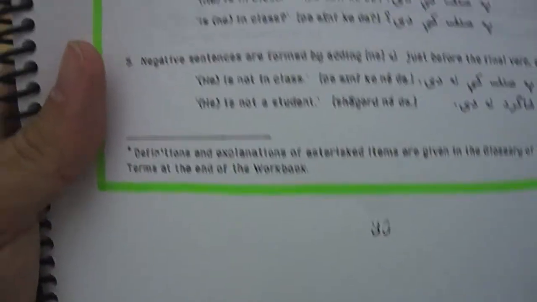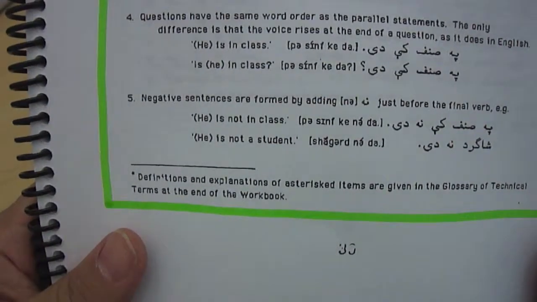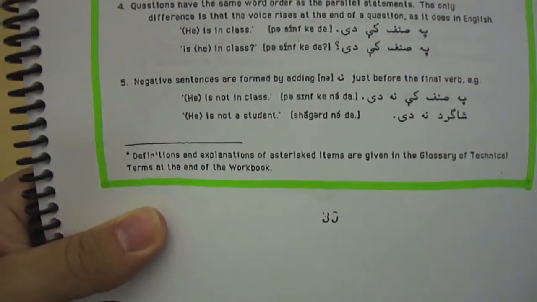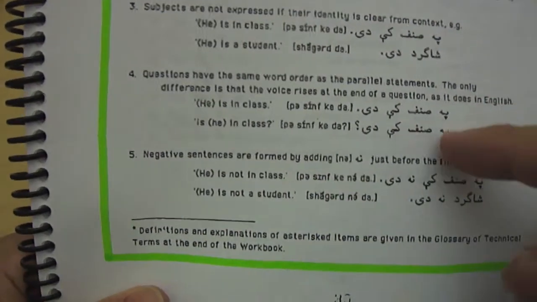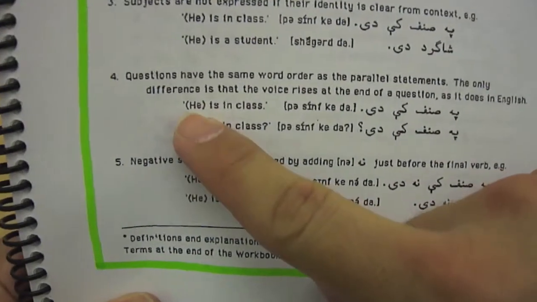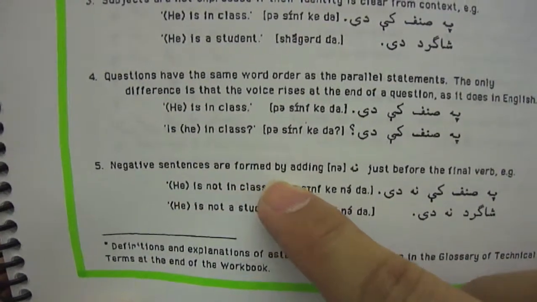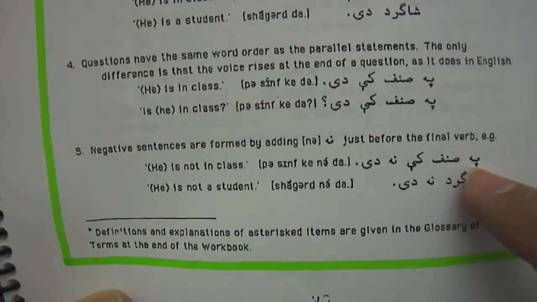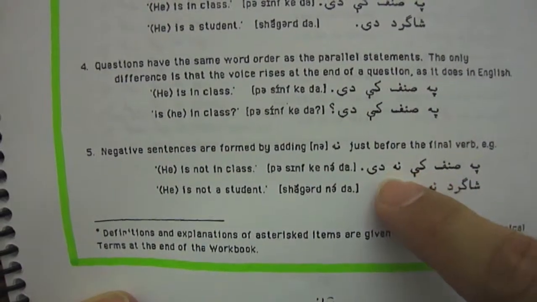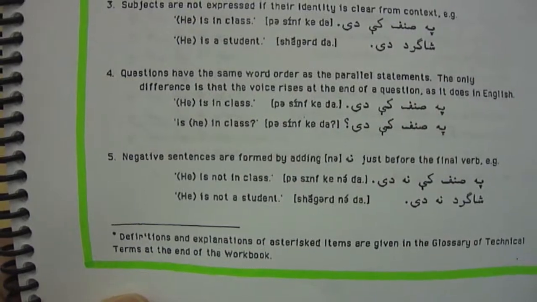It also works. Questions have the same word order as the parallel statements. The only difference is that the voice rises at the end. Okay, so let's move on here. So we could see that you can draw from Arabic and Persian, and then you can draw the dropping of the pronoun from many different languages, and then you have negative sentences are formed by adding ne just before the final verb. So this is simple, right? Like in Persian and many other languages.